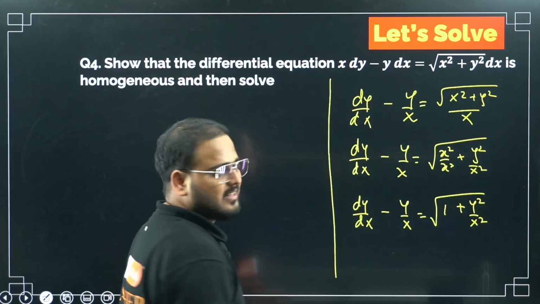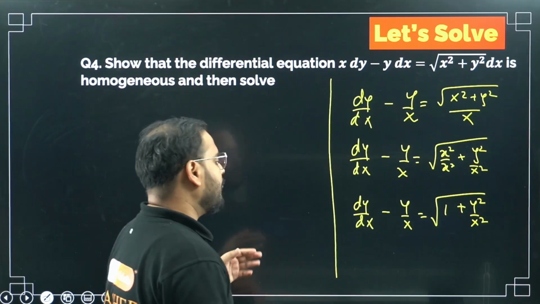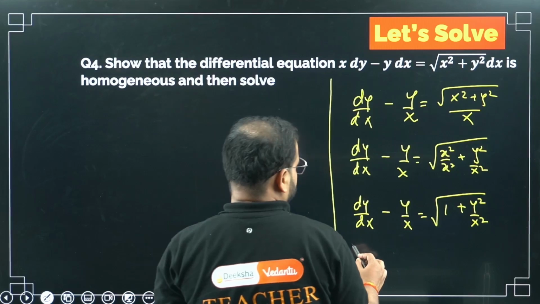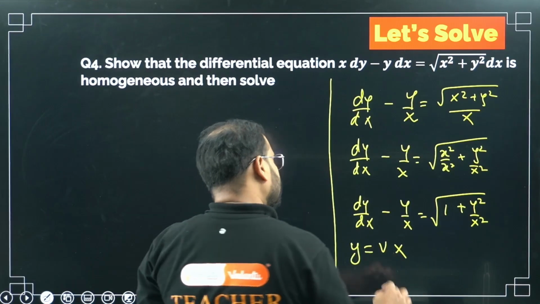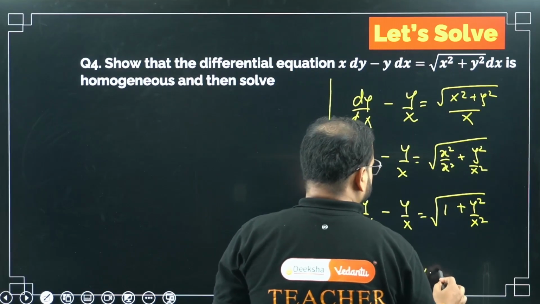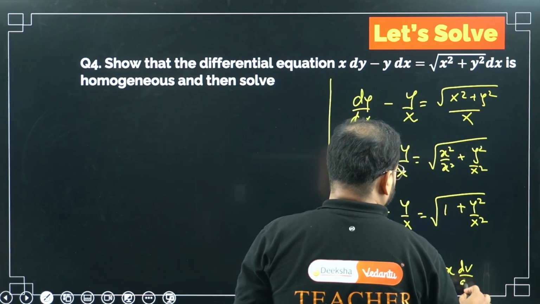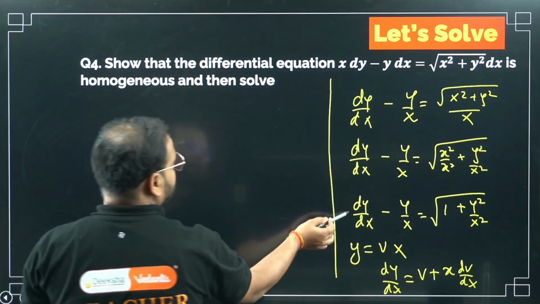Now, the next step. After getting this homogeneous differential function form, we're going to write the substitution. What is it? Y equals Vx. Differentiate it. So dy by dx equals V plus x dv by dx. Use it in this condition.